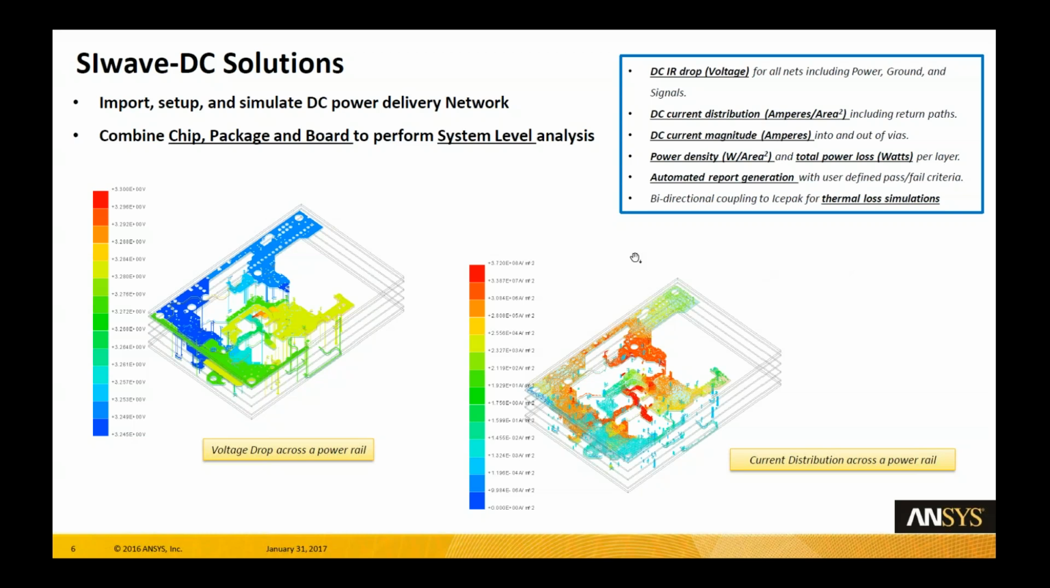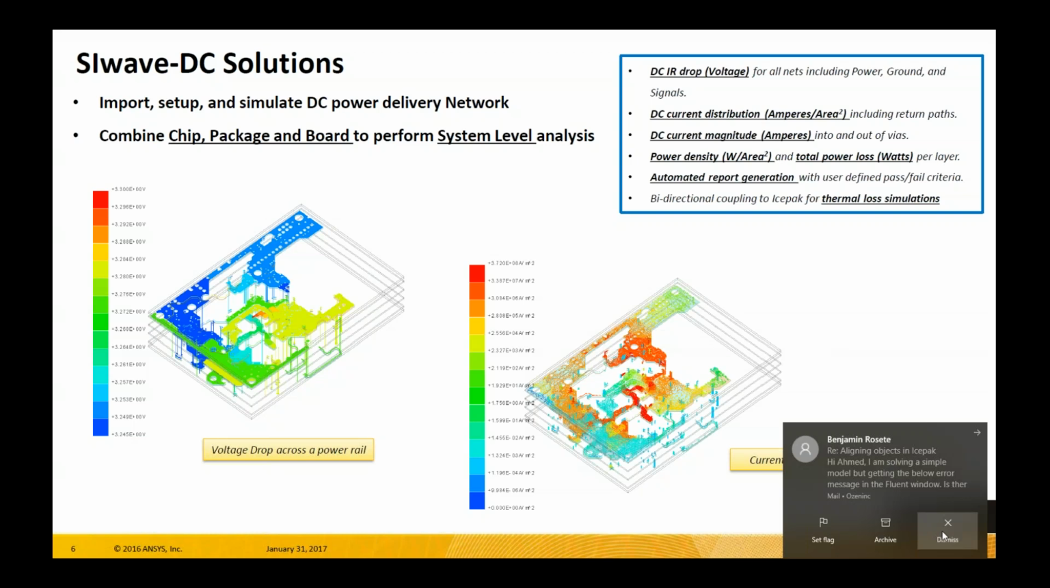So on the left picture, it's a voltage drop across a power rail. We can see that in the center of the board, the voltage is relatively higher than the rest of the area. And on the right picture, it's a current distribution across the power rail. We can tell that there's some major hotspot here at this component.